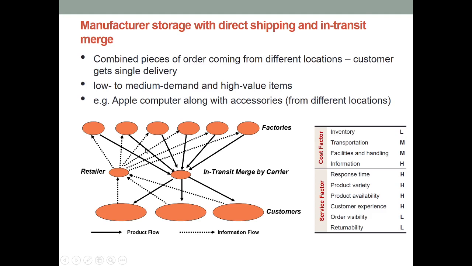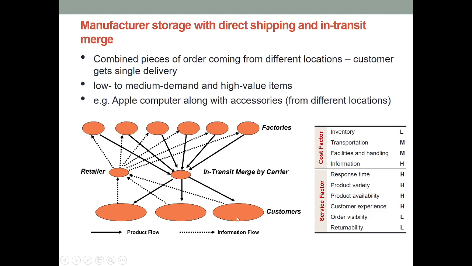Next we have manufacturer storage with direct shipping and in-transit merge. This network design combines pieces of an order coming from different locations, but the customer can get a single delivery. This type of distribution is suitable for low to medium demand and high value items.